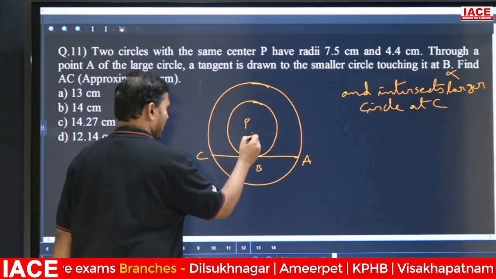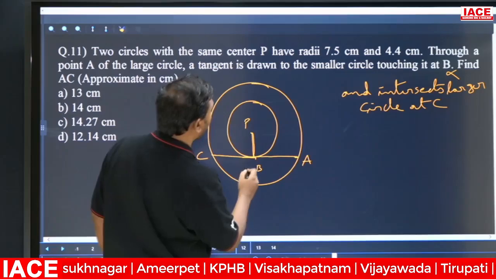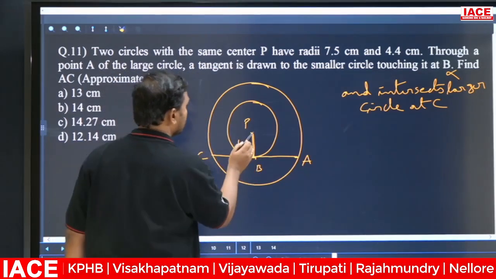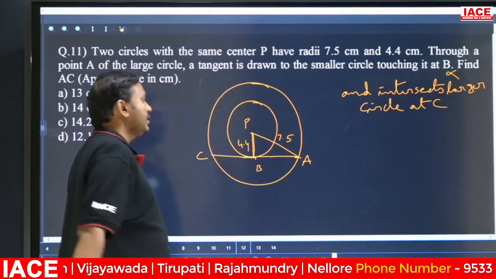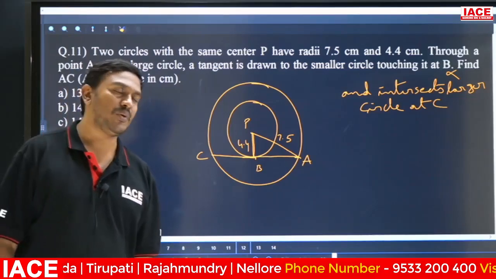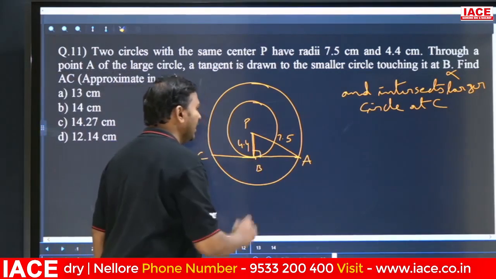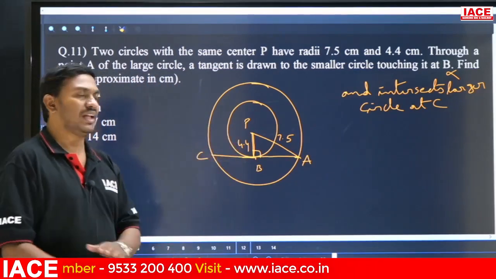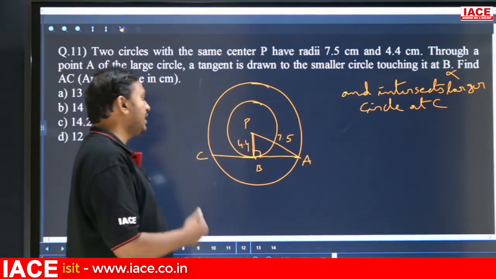Right? What is the smaller radius? 4.4. And bigger radius is how much? 7.5. Right? 4.4 and 7.5. Then find AC value. Here it is forming a right angle triangle, right? So we have to find AP square.